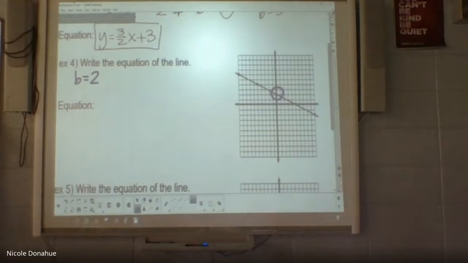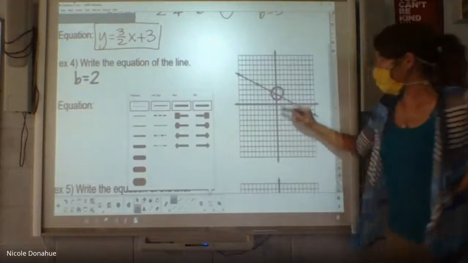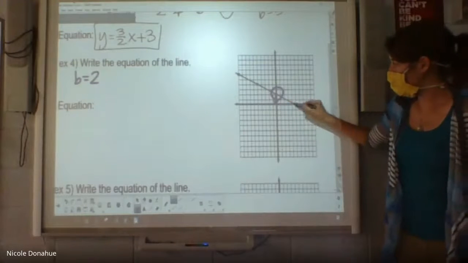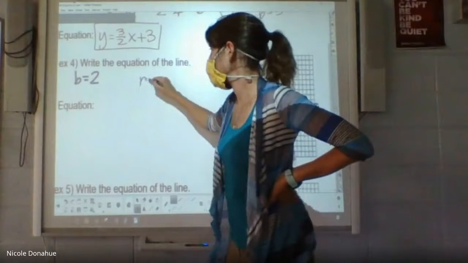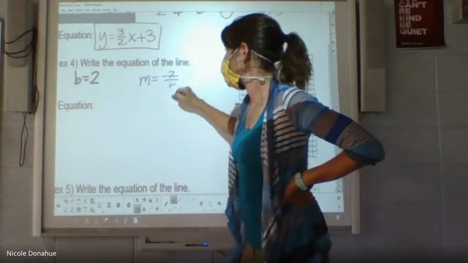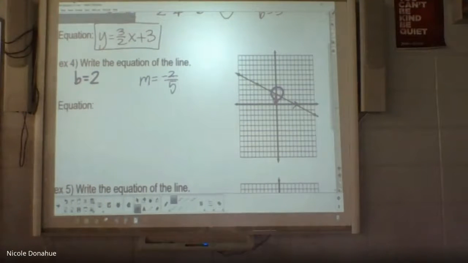Yeah, go ahead, Ethan. From the y-intercept to the x-intercept? Yeah, so we can count, like we did last time again. We can go down 2 and over, what does that look like, 5? Yeah, down 2 and over 5. So the slope is -2/5, down 2 over 5. So I have enough information to write this equation, y equals mx plus b. I can just put that together now.